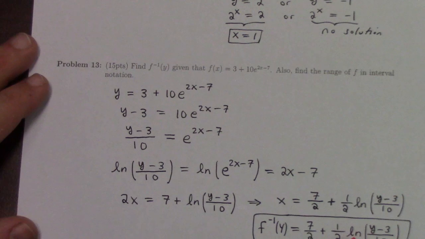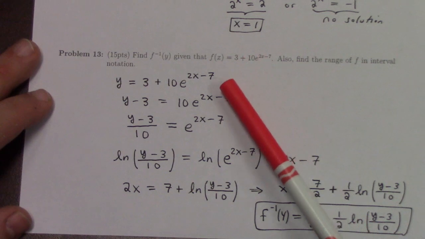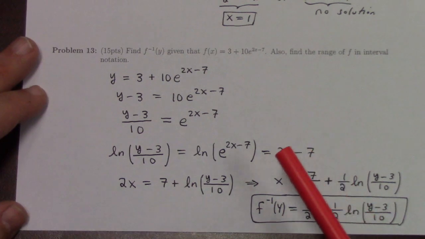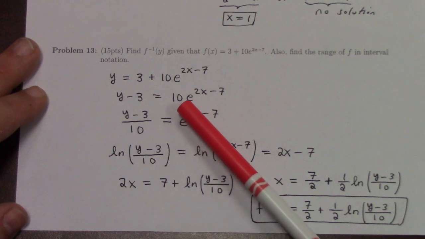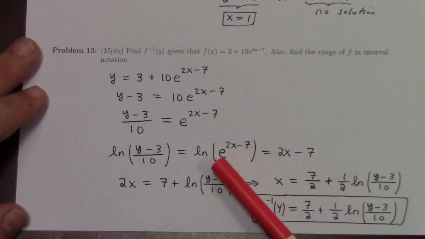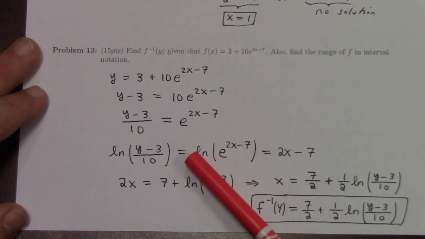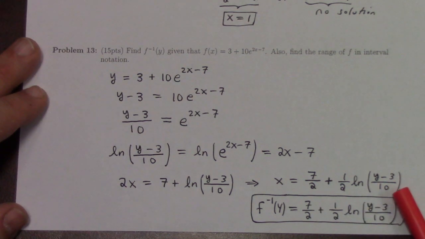And final problem. Supposed to find the formula for the inverse function and find the range, given that f of x is 3 plus 10 e to the 2x minus 7 here. And so what I do, write down the formula, subtract 3 to the other side, divide by 10, take the natural log of the equation, and simplify. So that natural log of the exponential gives me the argument 2x minus 7, because these are inverse functions, they cancel. And so lo and behold, we solve for x, 7/2 plus 1/2 natural log of (y minus 3) over 10, and there's your formula. And I see I have forgot to answer the question.